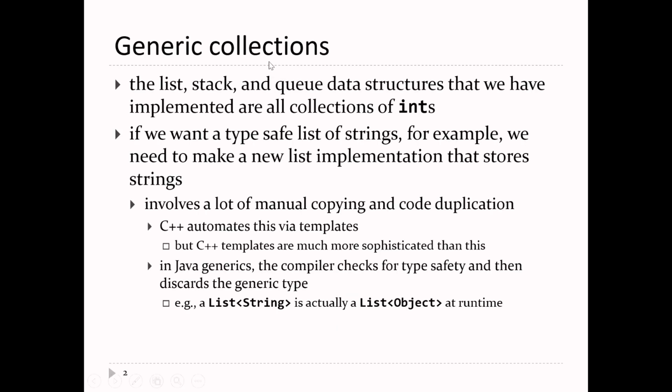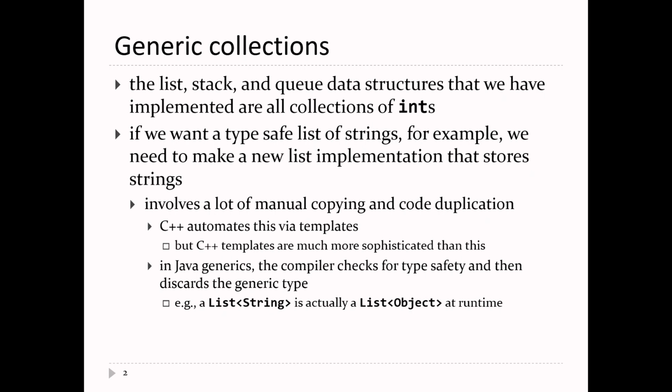You now have something called LStack int and LStack double, which is really going to suck. You're also going to have a bunch of duplicated code all over the place. So the alternative then is to create a data structure where you can actually store whatever you want in the data structure. So if you want to make, for example, a type-safe list of strings, like I said, the alternative number one is to make a new list implementation that stores strings. And this involves a lot of manual copying and code duplication, which you never want to do.